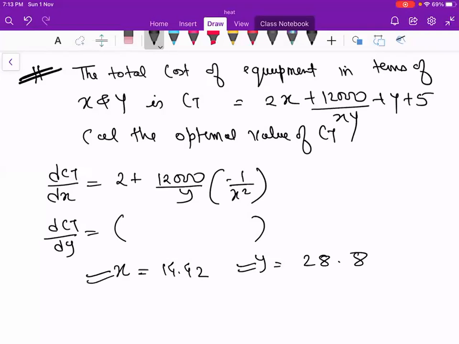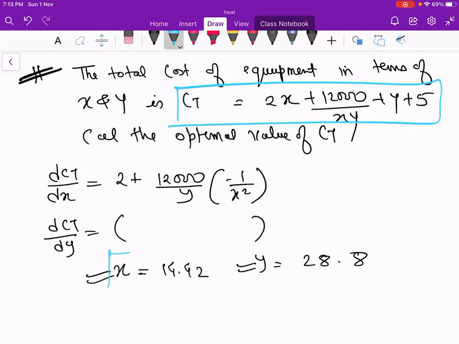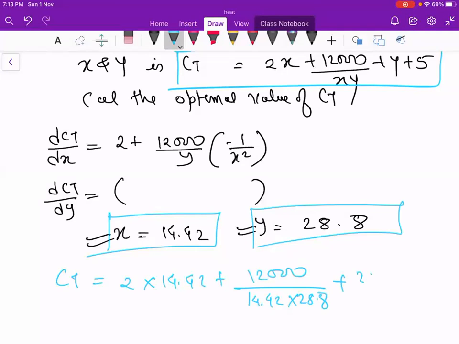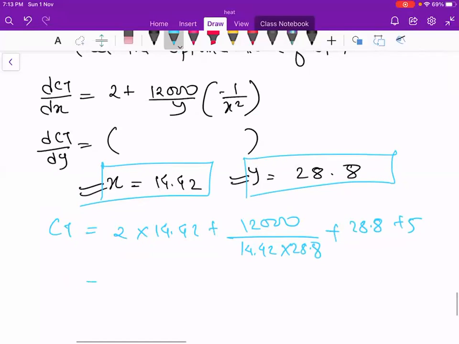Suppose, for example, if you take this as the equation for a heat exchanger, then x is the optimum value for the heat transfer coefficient and y is the optimum value for, say, delta p. So your CT will come, meaning how much cost you actually require. CT will be 2 into 14.42 plus 12,000 upon 14.42 into 28.8 plus 28.8 plus 5. I think for the final answer students have written 91.56. So please verify this. How are x and y coming?